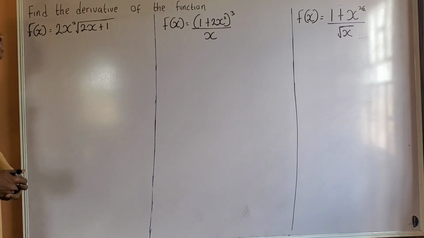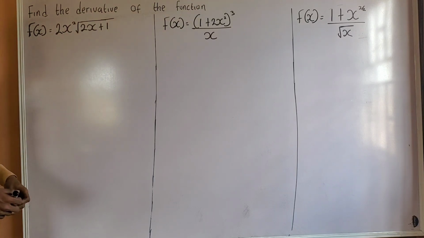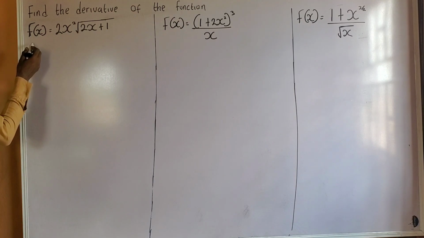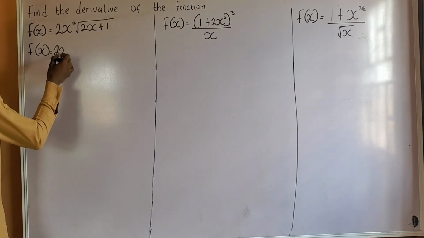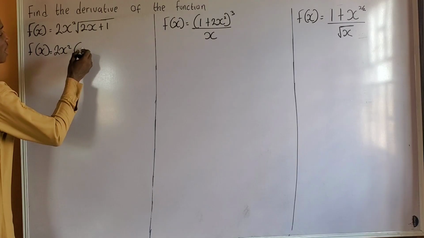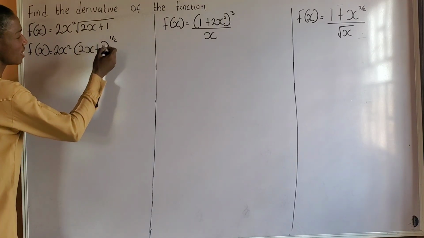Okay, let's consider the question that we have on the board. We are asked to find the derivative of the function f of x equals 2x squared multiplied by the square root of 2x plus 1. Okay, we can rewrite f of x as 2x squared multiplied by 2x plus 1 raised to the power of 1 over 2, right?